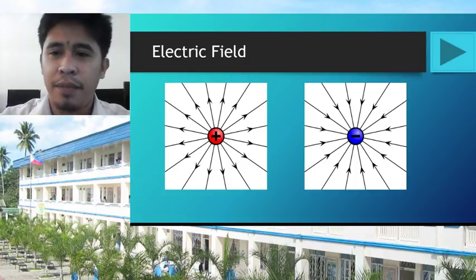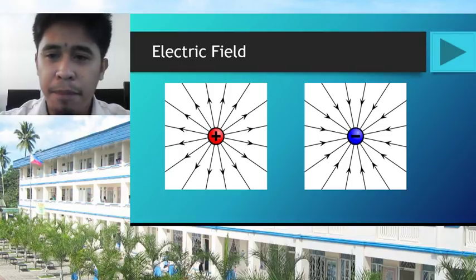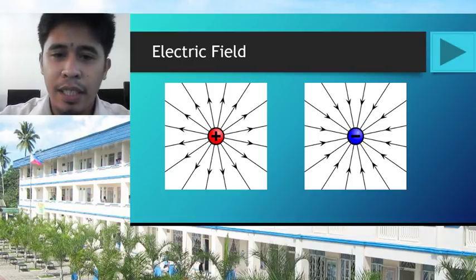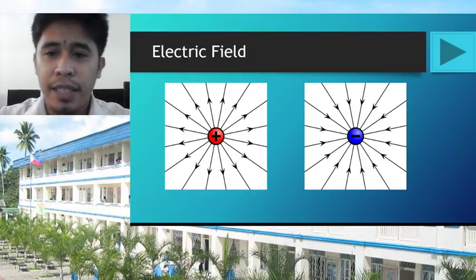Two images of electric fields are shown in this slide. One is a positively charged particle with its vector field pointing away from the particle. The other is a negatively charged particle with its vector field pointing towards the charged particle.